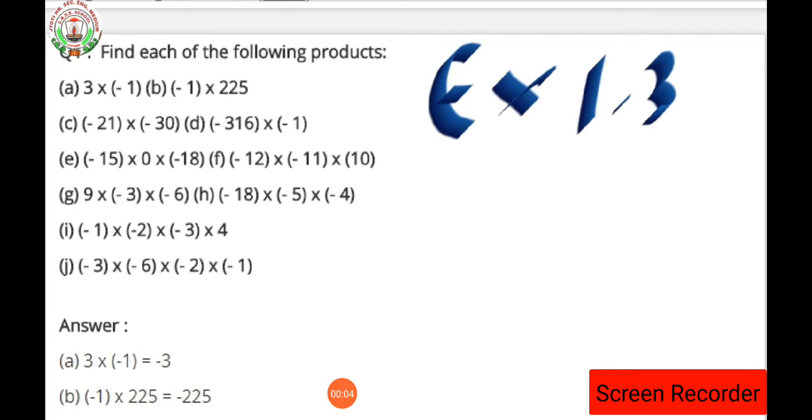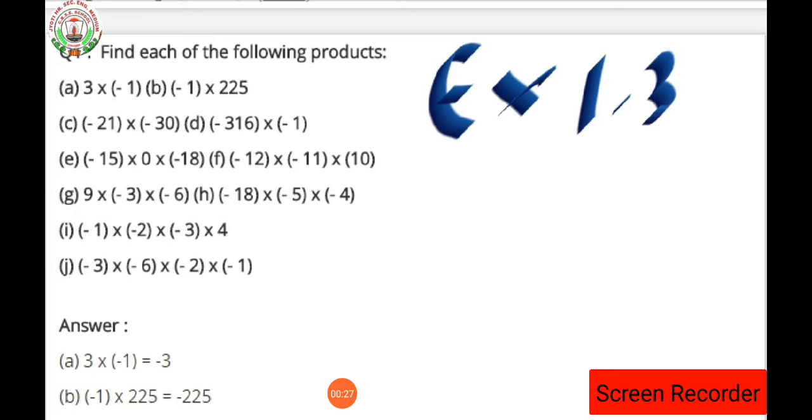Today we are going to start exercise 1.3. Since in the previous video we had already completed definitions, properties of integers, then exercise 1.1, 1.2. Okay, we had already completed all the questions. If you are having any doubt, you can ask. Now we are going to start exercise 1.3.